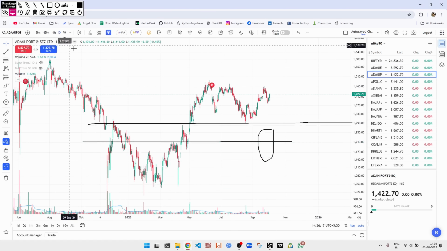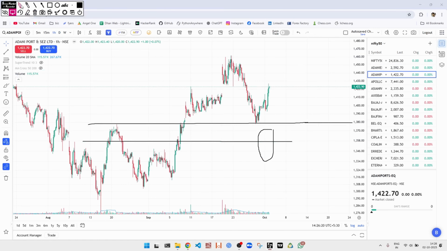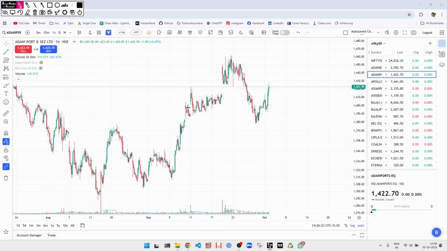Coming to Adani Ports. On Adani Ports, we will shift to 1 hour time frame. On 1 hour time frame, this was a move. Then after that, this was a down move that started due to tariff wars. Now this down move, we are at 50% retracement of this down move.